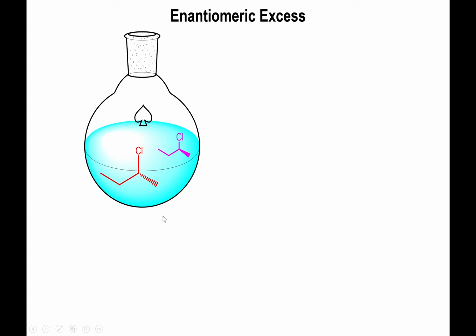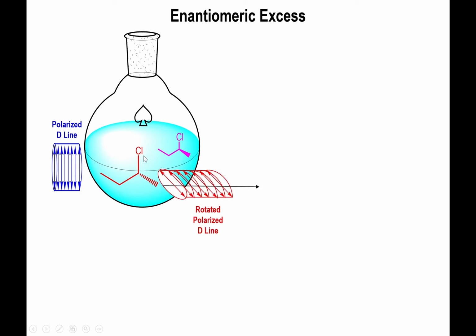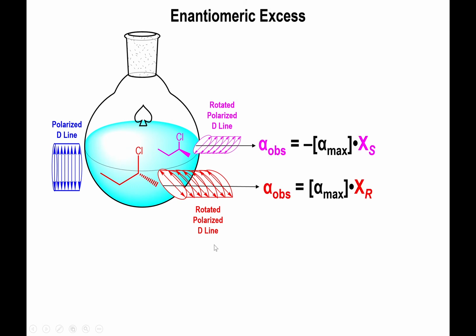And if both of those enantiomers are present, then passing the polarized light through the sample, on the one hand, looking at the red enantiomer, you will rotate light in one direction according to the specifics of this enantiomer, but then the opposite enantiomer will do the opposite. It will rotate the light in the opposite direction. And depending on the concentration of these two substances, there's going to be a net effect as to how much the light gets rotated.